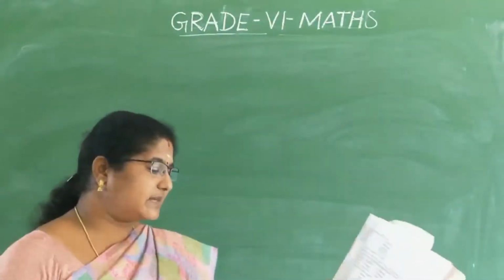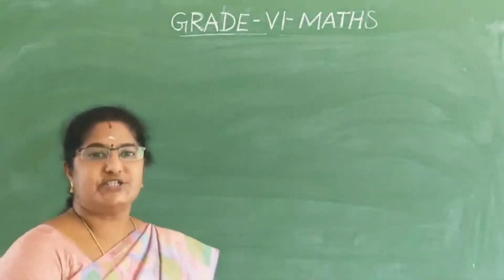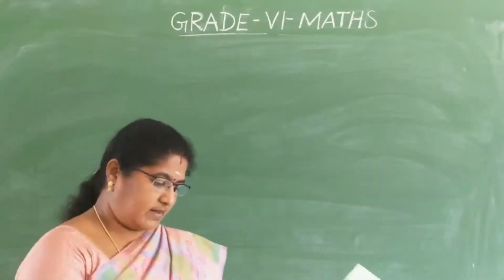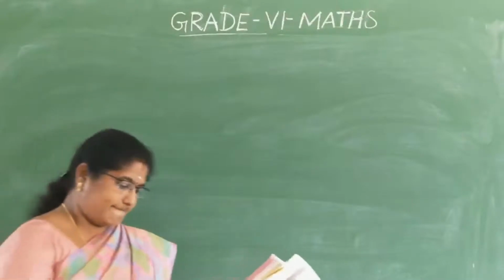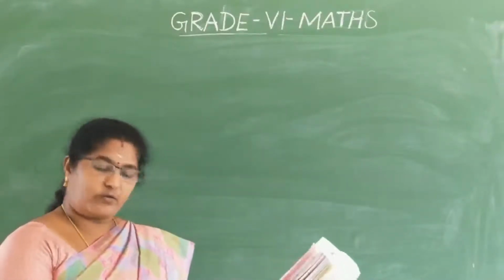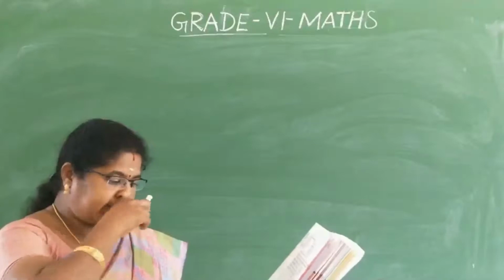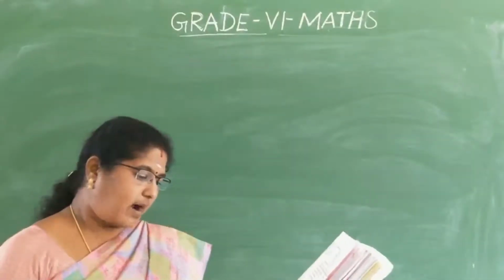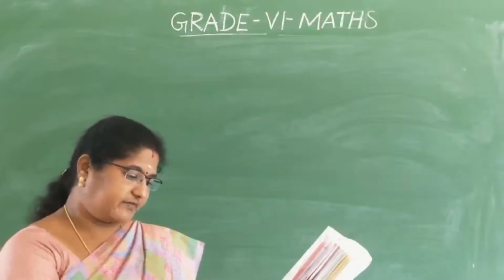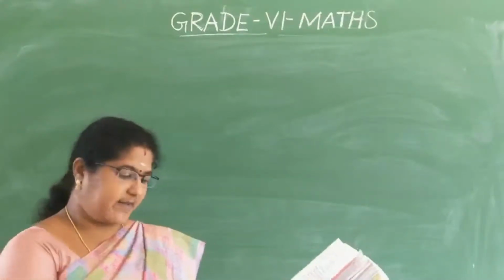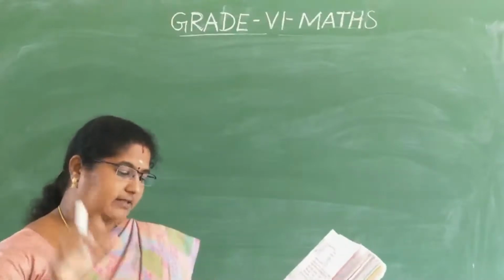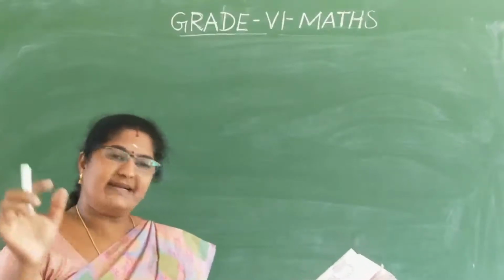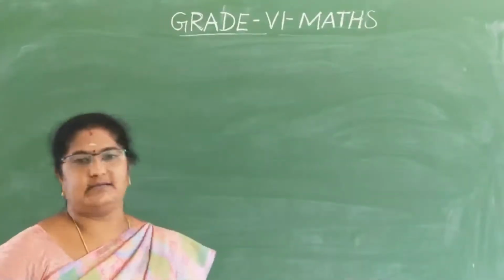Nasreen bought 3 meter 20 centimeter cloth for her shirt. So, cloth length here, answer question part. Find the total length of cloth bought by her. So, length of cloth bought for shirt. First one, shirt, the same word you can use. Length of cloth bought for shirt. Length of cloth bought for trouser. Then total length of cloth.